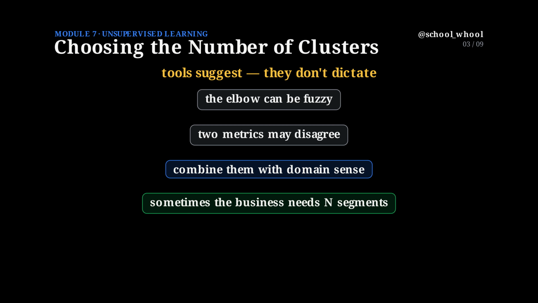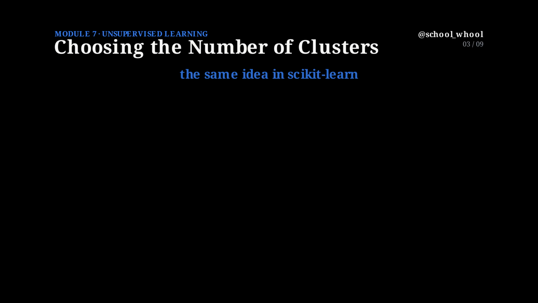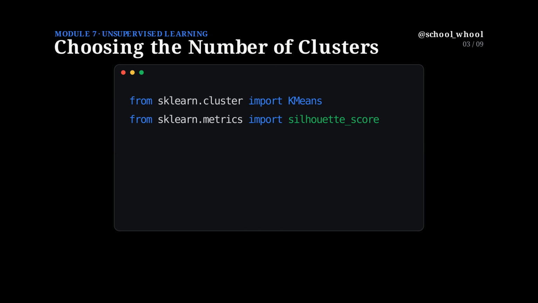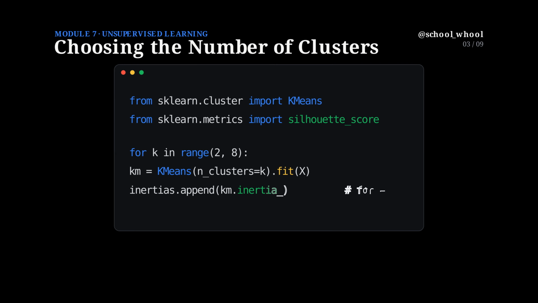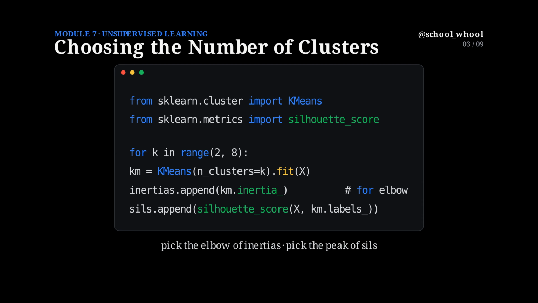In scikit-learn it is a short loop. For each candidate K, we fit a K-means and record its inertia. That is the .inertia_ attribute, then plot inertia against K and eyeball the elbow. For the silhouette, we call silhouette_score on the data and the resulting labels, and keep the K that scores highest.